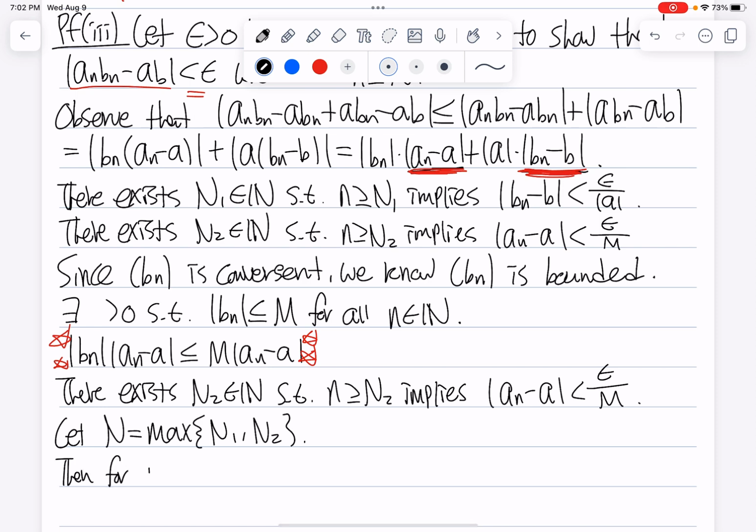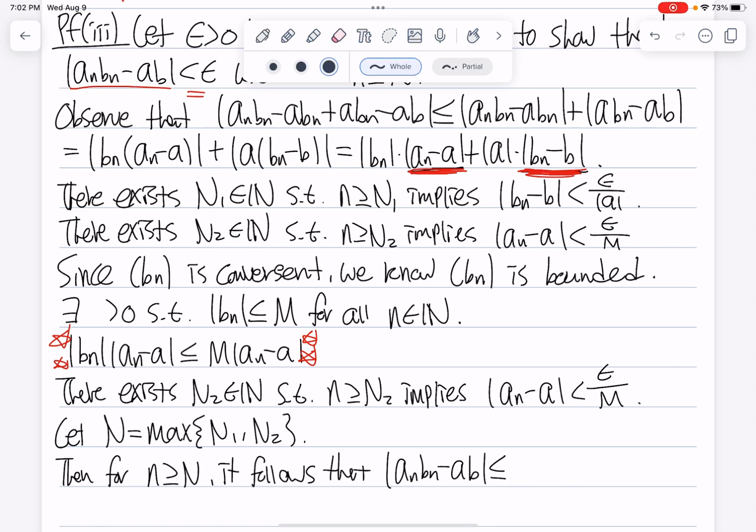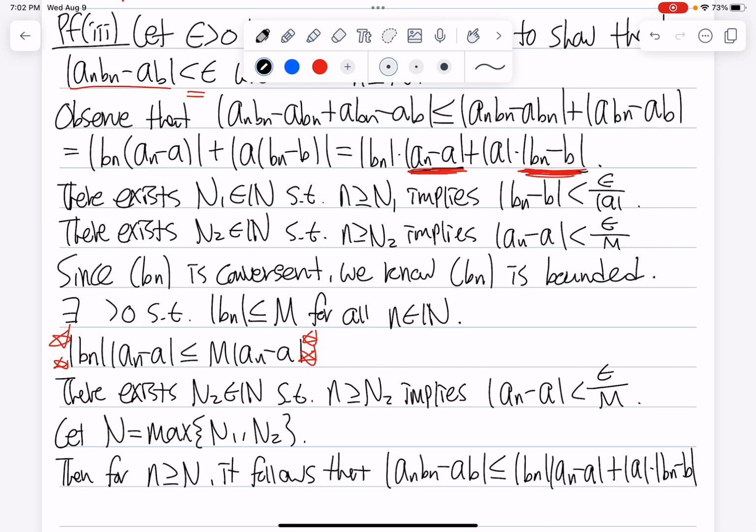Then for n greater than or equal to N, it follows that |an bn − ab|, we saw that this was less than or equal to |bn| times |an − a| plus |a| times |bn − b|. And this is just from the calculation we did above here, and this part. I just pulled out this part and then simplified it.